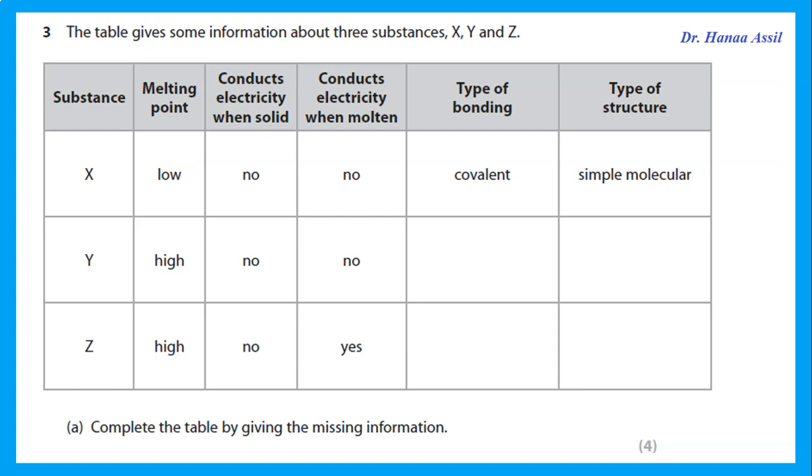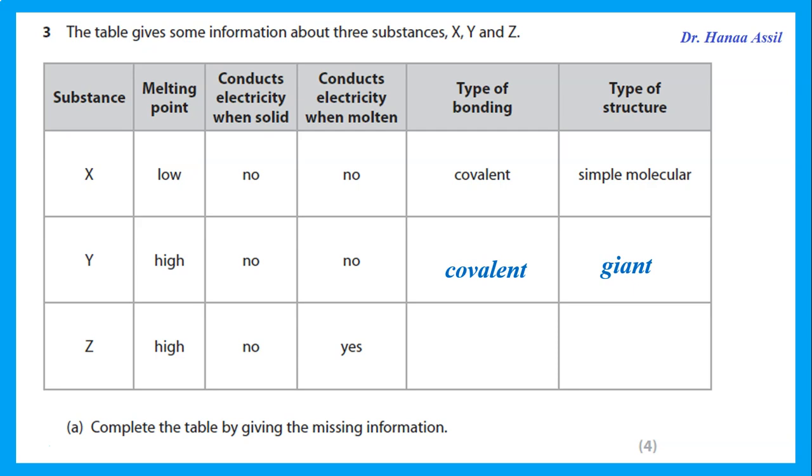Now, if substance Y is something that has high melting point, but it does not conduct electricity at all, again that must be covalent. And because it has high melting point, then this structure must be giant. So we're talking about something like diamond or silicon dioxide with giant covalent structure. So it would have high melting point but does not conduct electricity.